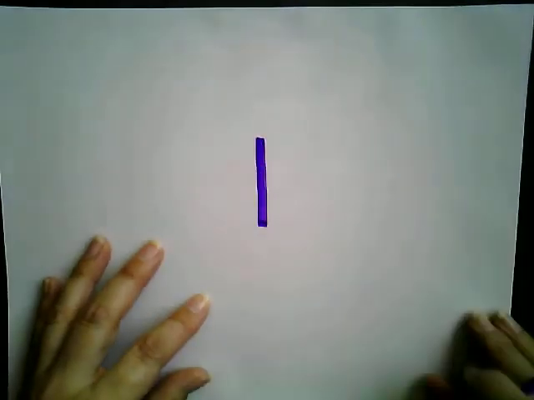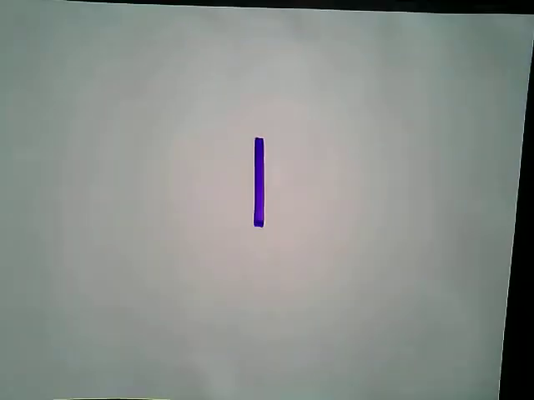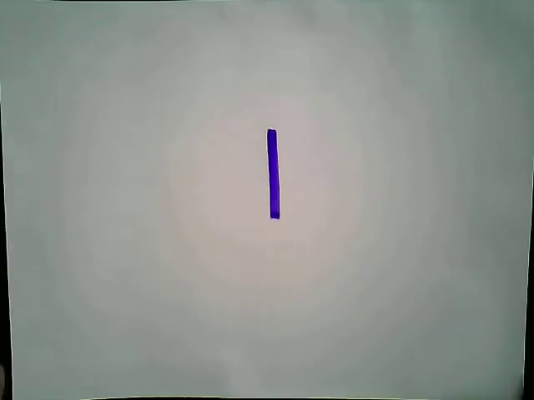I actually am looking for a vertical line. Can you guys tell me what a vertical line looks like? What direction does it go in? Up and down. Up and down, right? So your vertical line is just going to look like this. So go ahead and draw a vertical line right next to the word vertical.